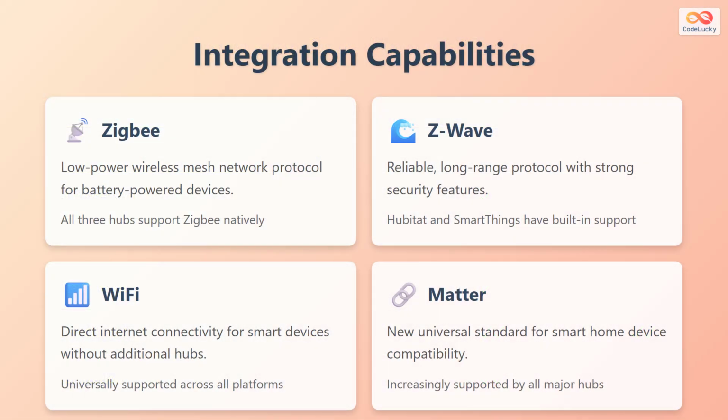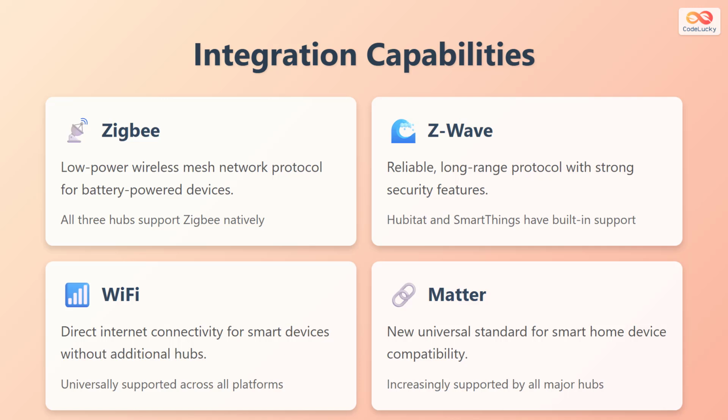Understanding wireless protocols is essential for building a robust smart home. Zigbee is a low-power wireless mesh network protocol perfect for battery-powered devices like sensors and smart locks. All three hubs support Zigbee natively. Z-Wave offers reliable long-range communication with strong security features, and both Hubitat and SmartThings include built-in Z-Wave support, while Home Assistant requires an additional USB adapter.